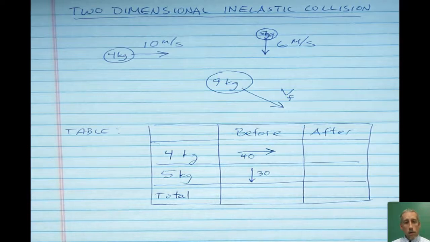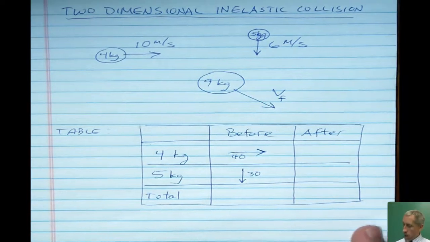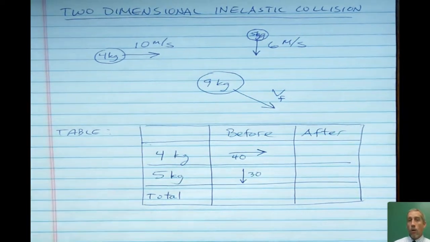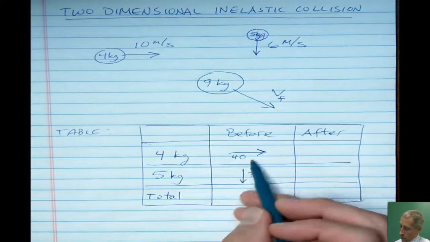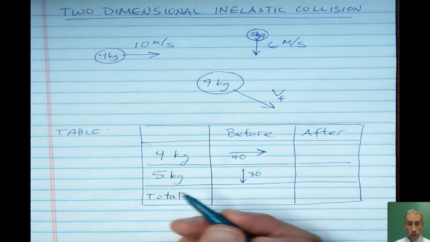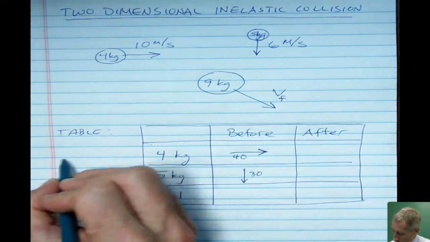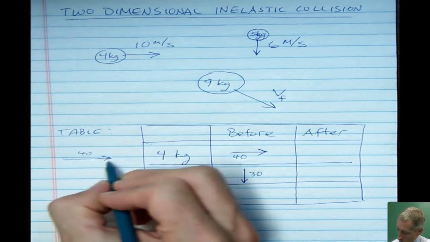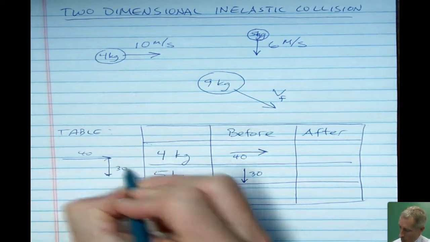So 30 units of momentum downward. So now you should know how to combine vectors that aren't going along the same line, previously in a course. So if you add a 40 rightward to a 30 downward, you need to draw a little diagram for that. And I'll just put it over here. 40 this way, 30 this way.